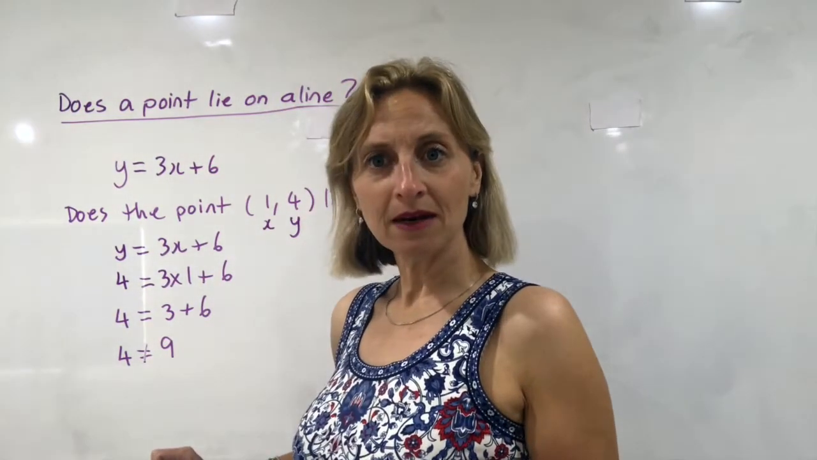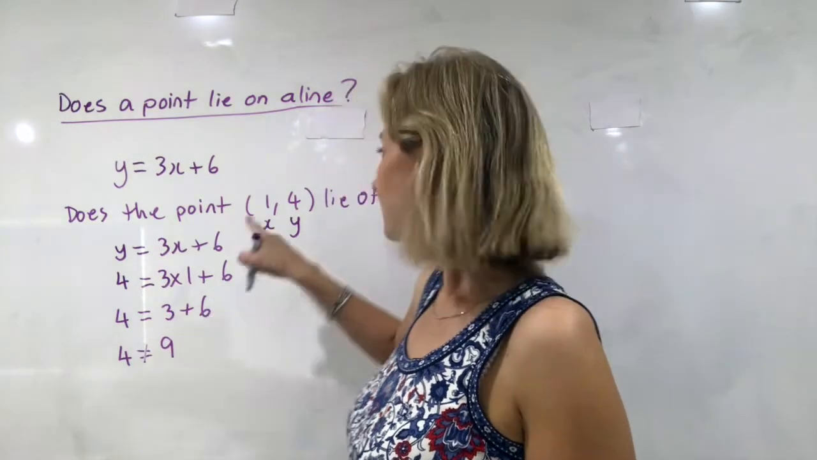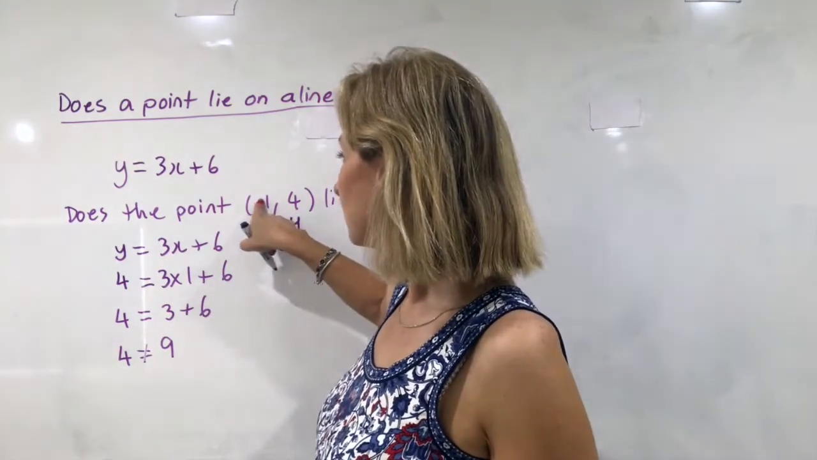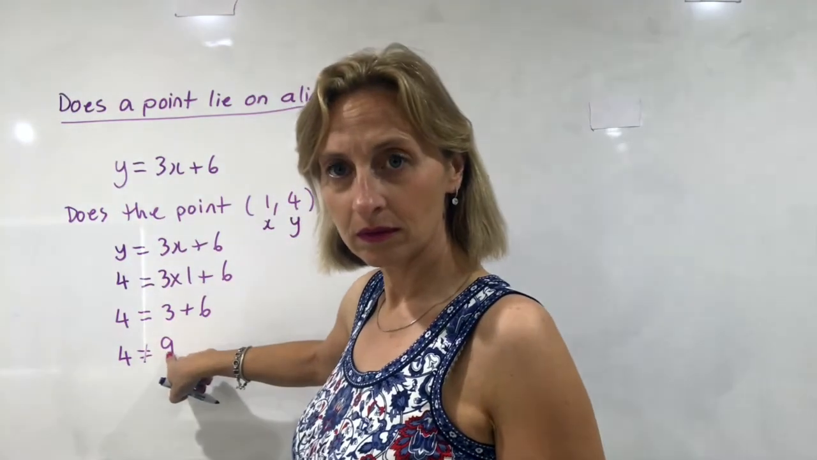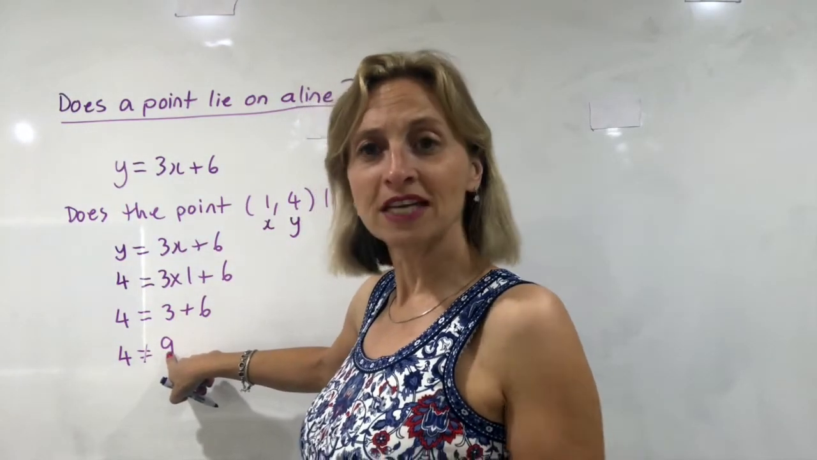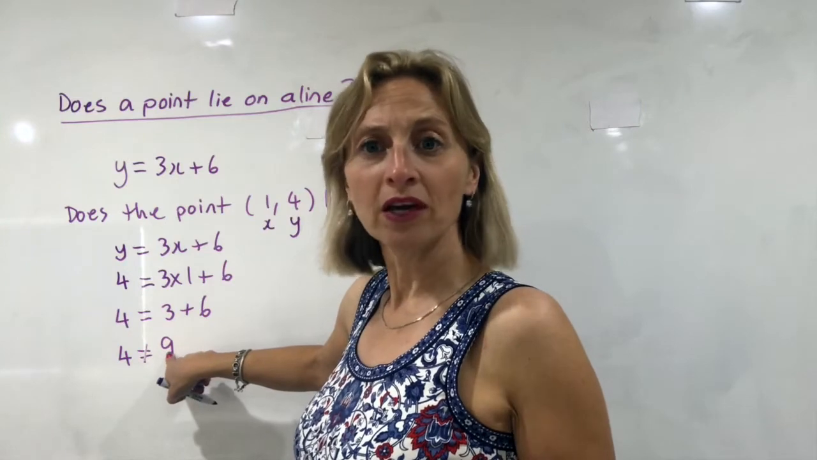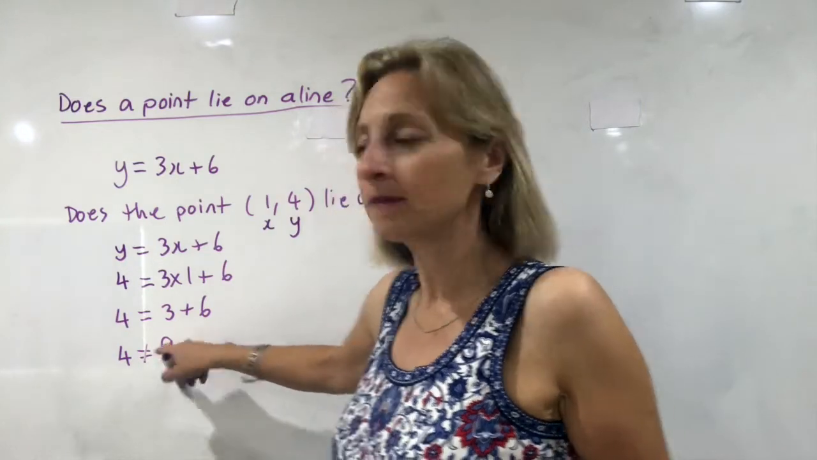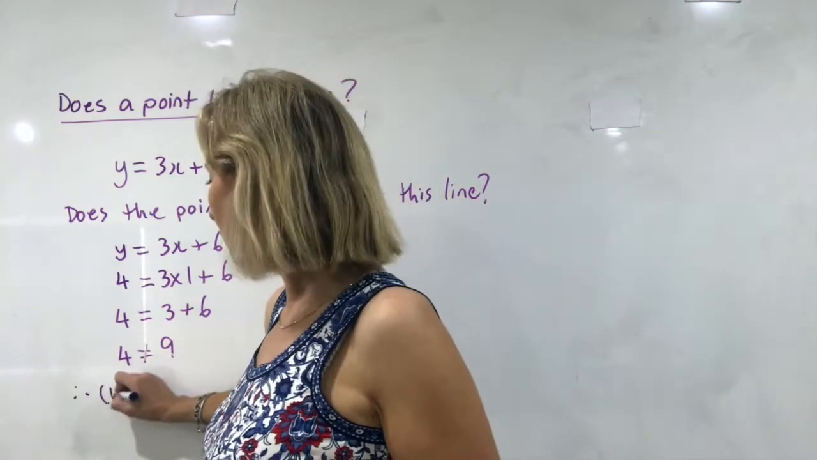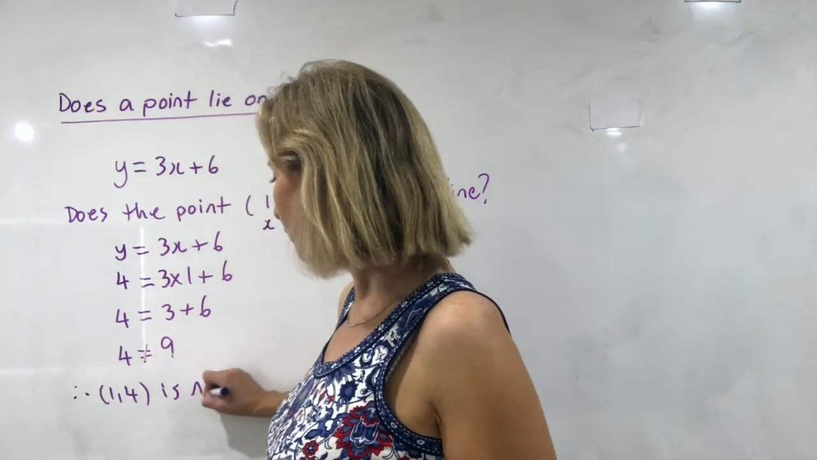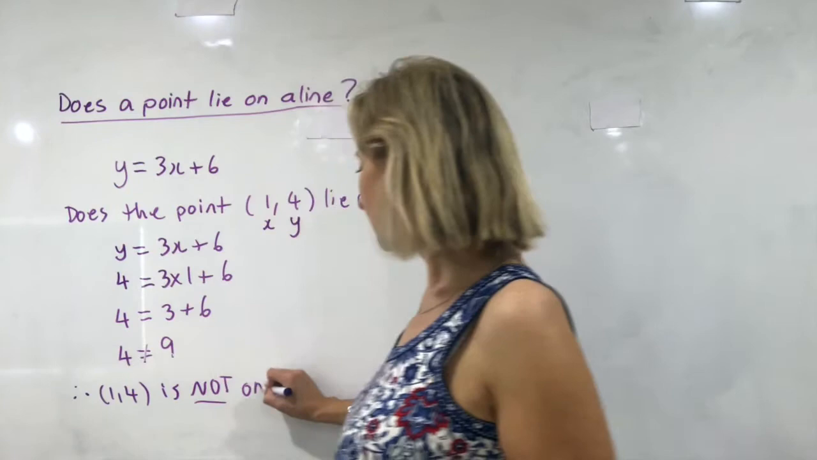What does that mean? That means that if I substitute in x equals 1, I don't get 4. So it doesn't work. If it doesn't work, then my point is not on the line. Therefore, because 4 doesn't equal 9, (1, 4) is not on the line.